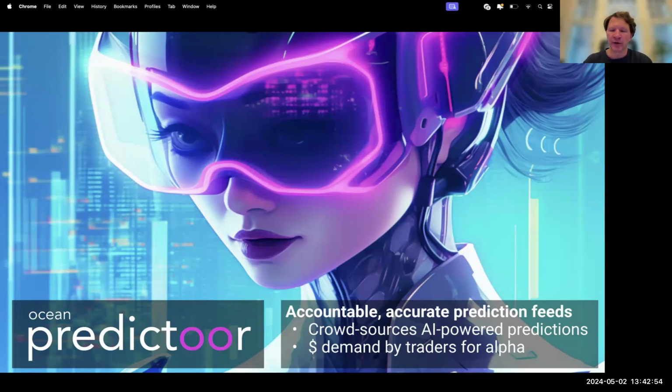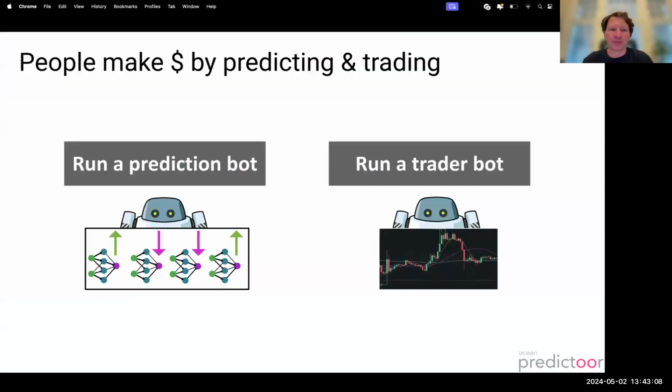So at the end of the day, the traders buying these feeds want accurate feeds. And with accurate feeds, we get demand by traders for alpha. And a key feature here is that the feeds themselves are crowdsourced. I'll get into that too. Okay. So the summary here is, how do people make money?